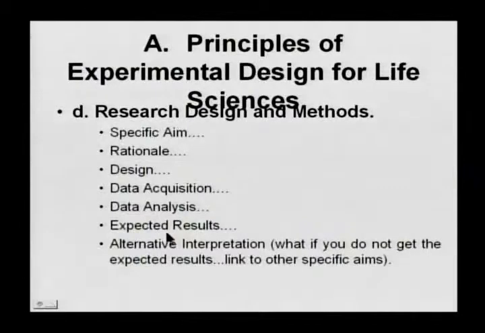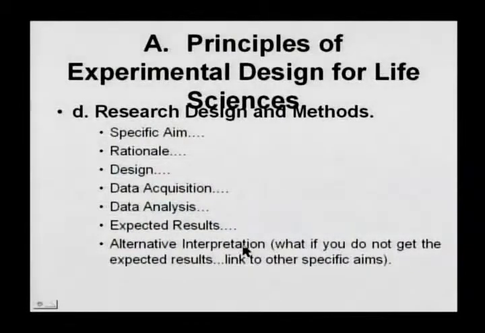Therefore, you have a link to preliminary studies. If you don't have any preliminary data, it's awfully difficult to substantiate expected results. You can't have the work completed yet. We just, in the previous lecture, talked about plagiarism. You can't do that. Alternative interpretations.